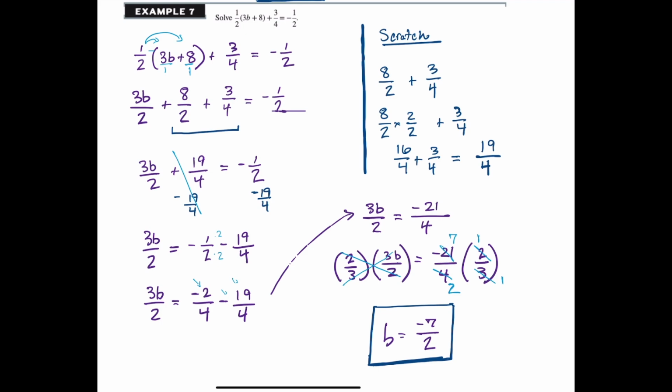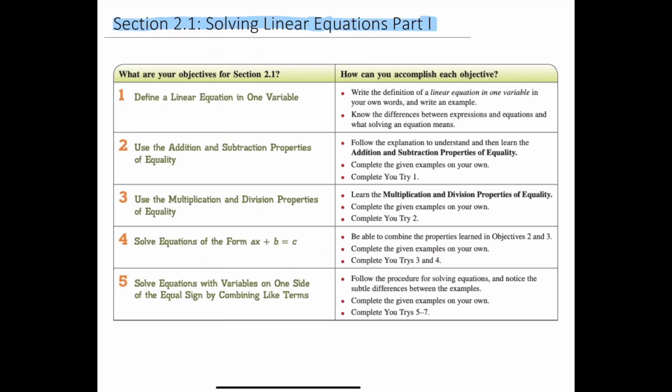We could have done things in slightly different orders, but as long as you follow all of the rules of equality and moving things over to the other side, using the opposite operation, working with fractions, following the rules of fractions, you should arrive at the same result, at this negative 7 over 2. There's many paths to the same destination in algebra. All right, so that wraps up section 2.1. And this was about solving linear equations, part 1.